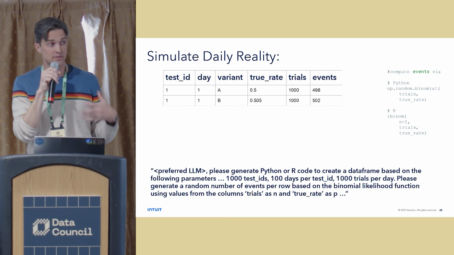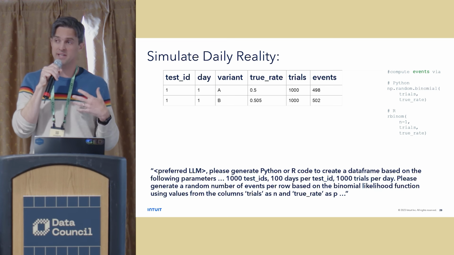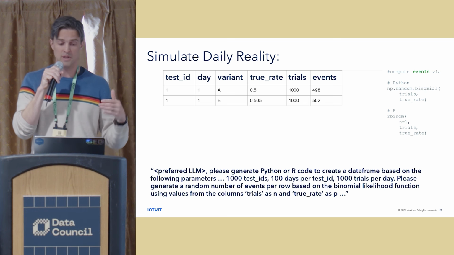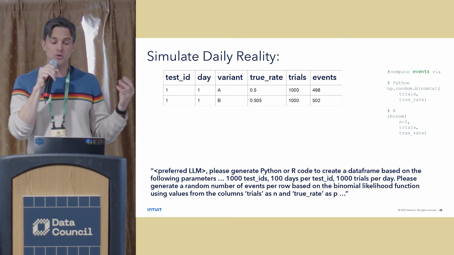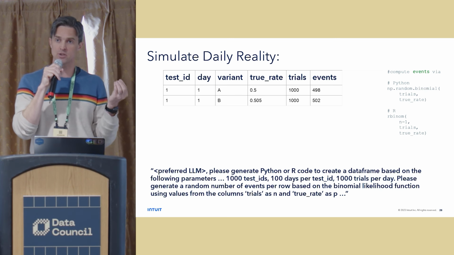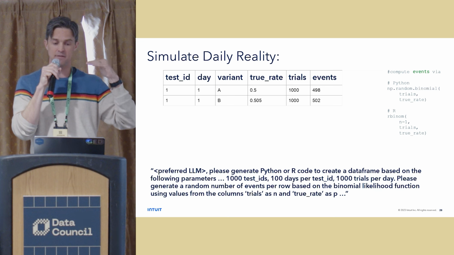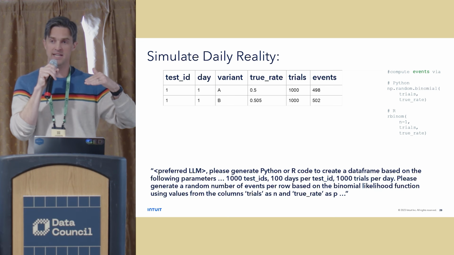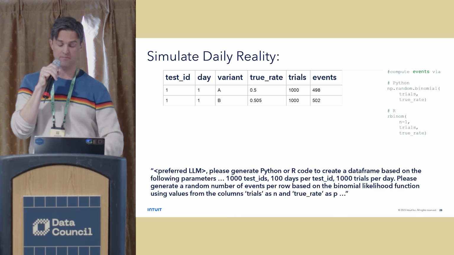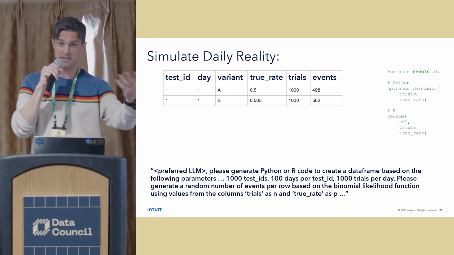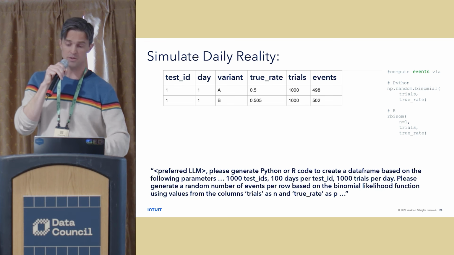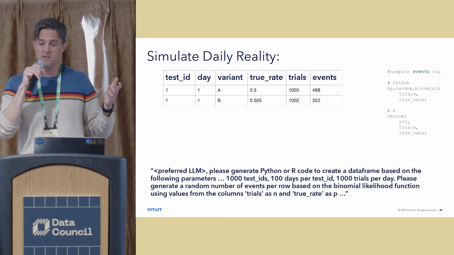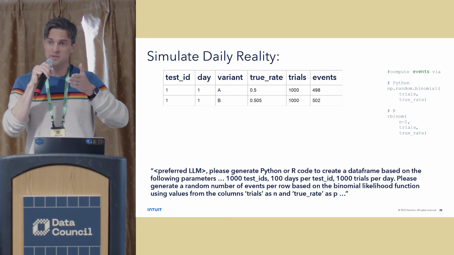And so the way that you do this, if you haven't simulated data before, is you want to start off by simulating what I call a daily reality. So I've got test ID number 1 here, first day of the test. And I have 2 variants, and I'm assigning a true rate for each one. So variant A has a 50% conversion rate, variant B has a 50.5% conversion rate. And now I have 1,000 trials, it would be 1,000 customers for each. And now you're going to simulate the number of success events. Okay, so using Python code, you'd just be using the NumPy random binomial, and you're feeding in the number of trials and the true rate.